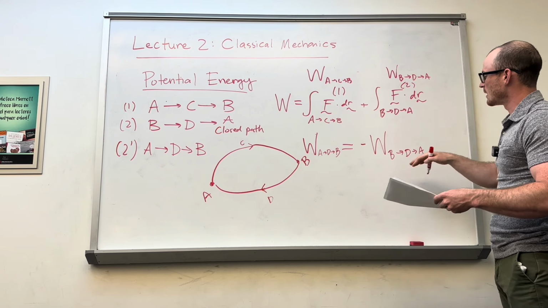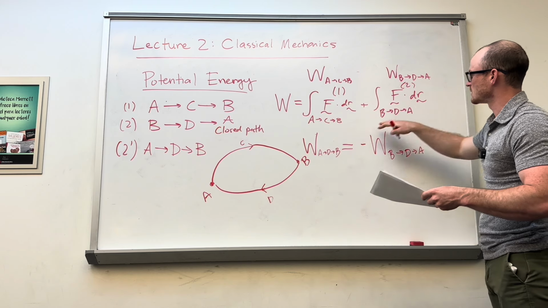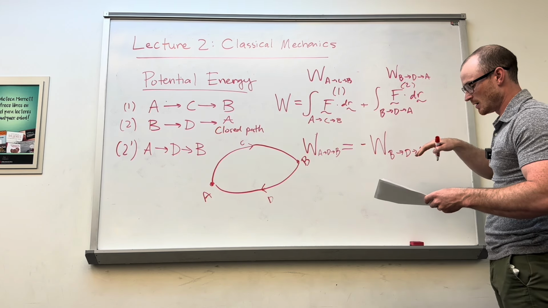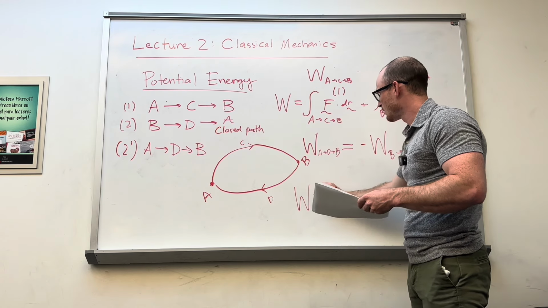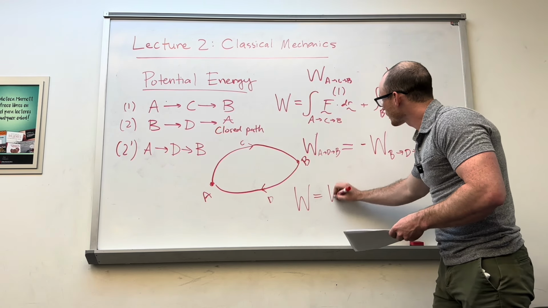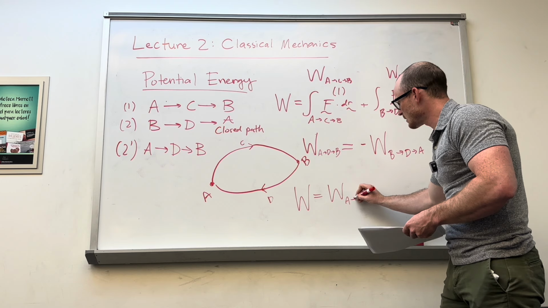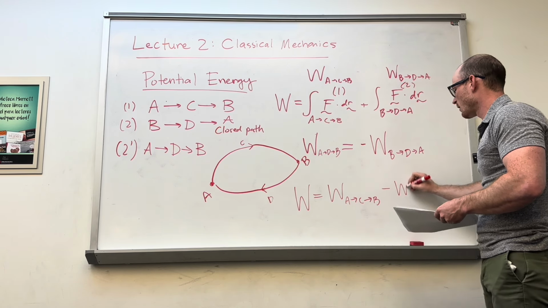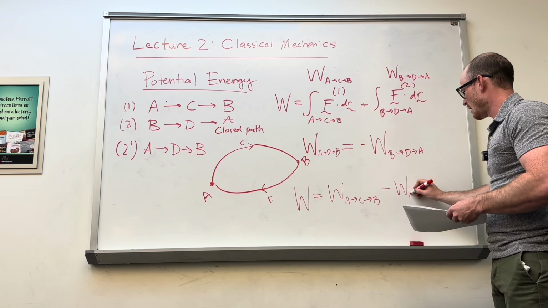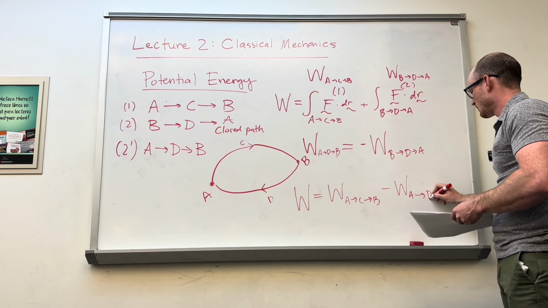What we can do then is substitute this into this original equation, and we find that the total work along the closed path is just equal to the work from A to C to B minus the work from A to D to B.